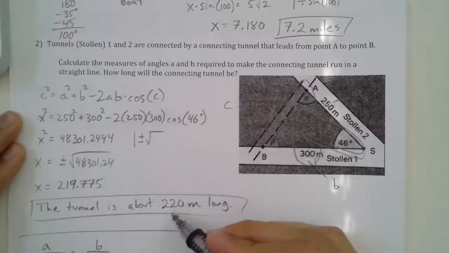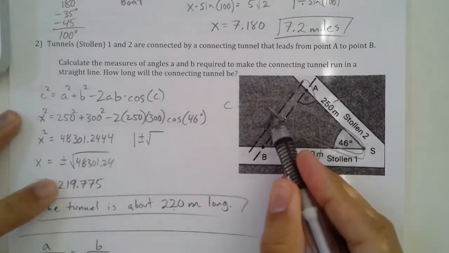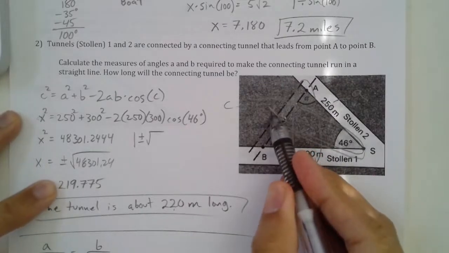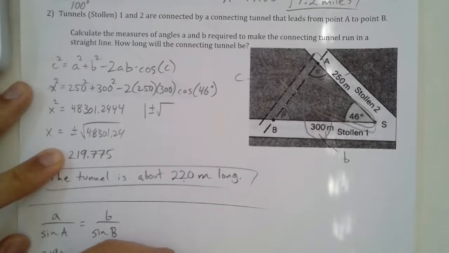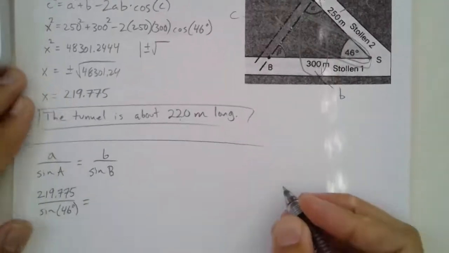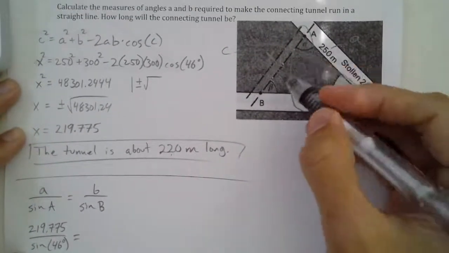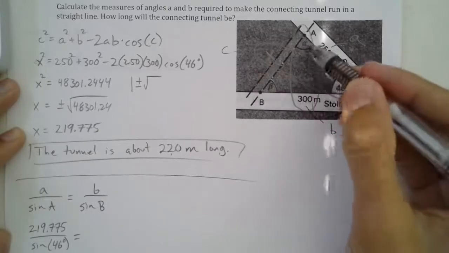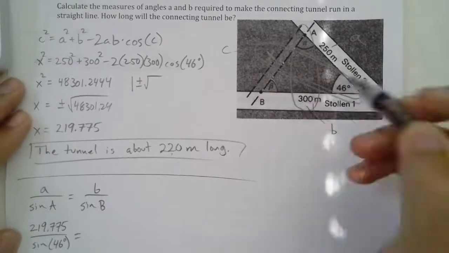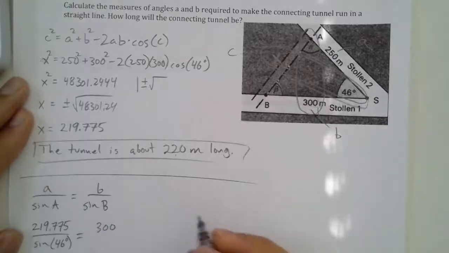So even in this problem, I'm going to use 219.775 over sine of that angle across, or opposite. And for the b, what do I want? For the b, not the beta, the b is actually, oh, that's a little confusing. But over here is the other pair. So in this case, the side b is 300 over sine of alpha. Okay, so now I just have to solve that equation.